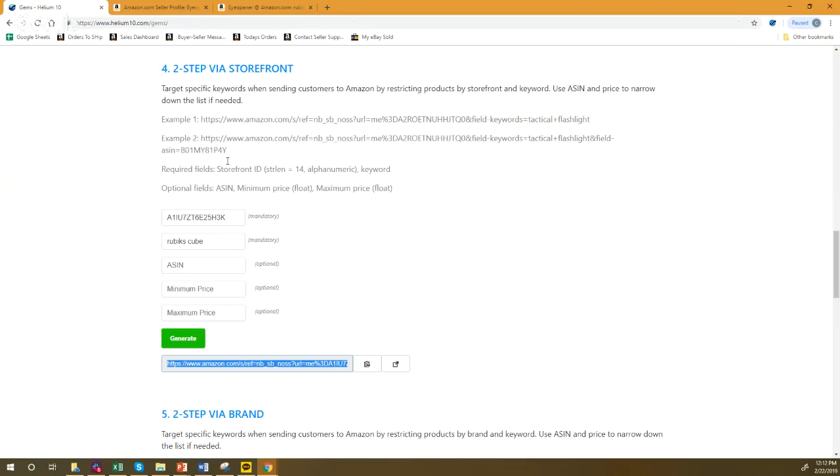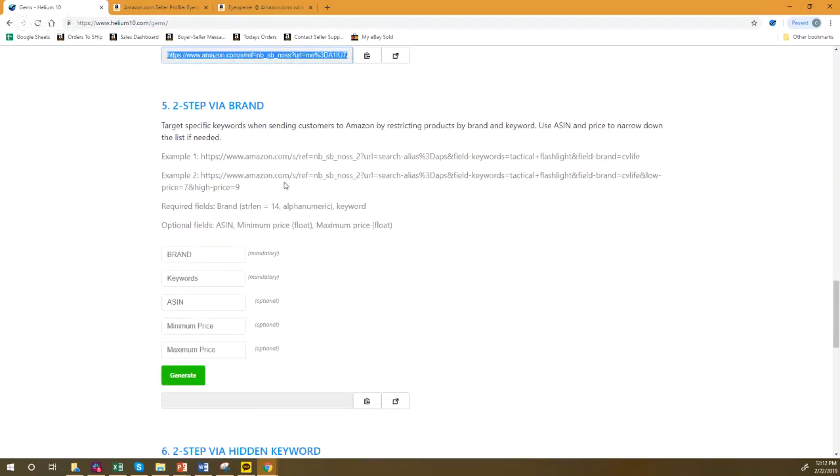The reason I'm saying this one first is that, in my opinion, it has worked less and less effectively since last September. So I don't use this anymore, but some people still use it and have success. Me personally, I don't use this URL anymore. The one that I like using is a two-step via brand. How is that different?